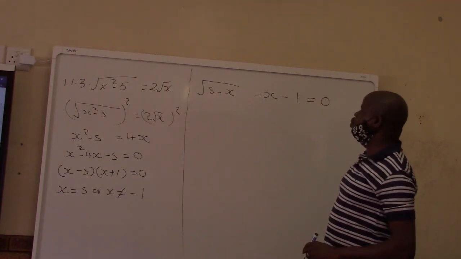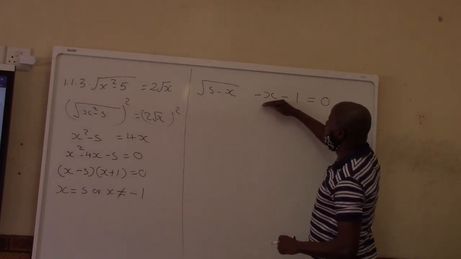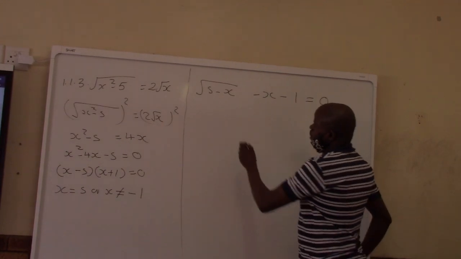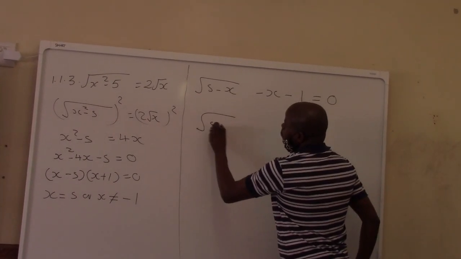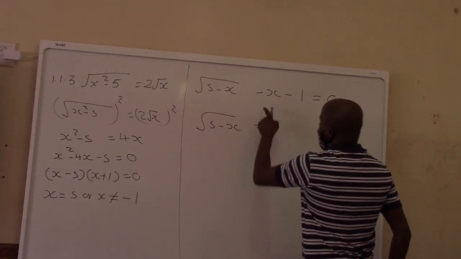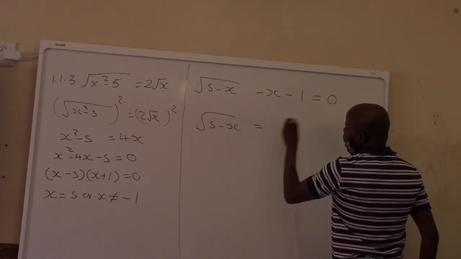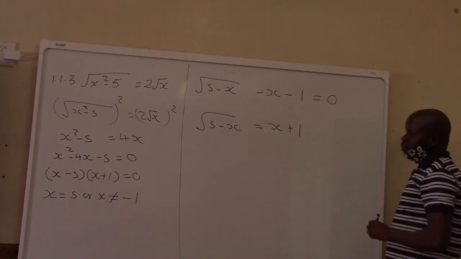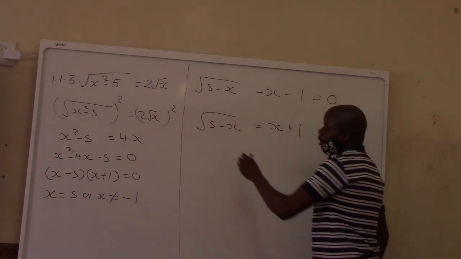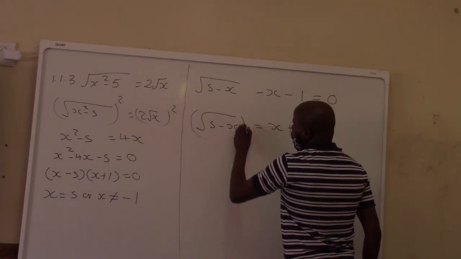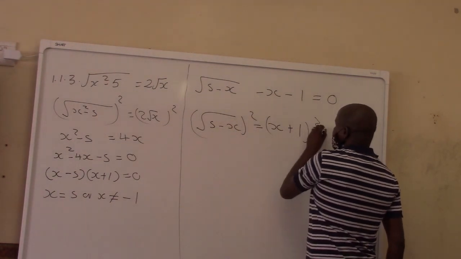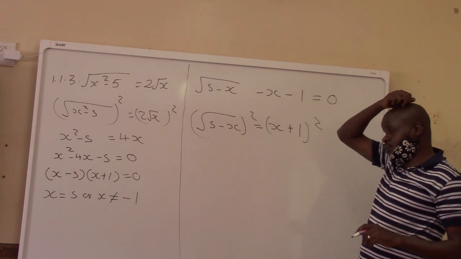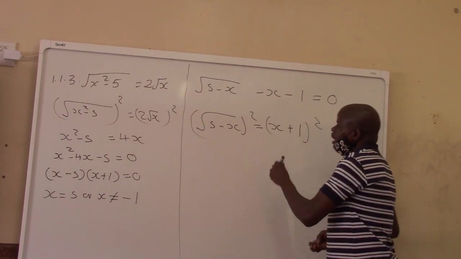So what we need to do is, first we transpose those that are not in the square root to one side. So we'll have the square root of 5 minus x is equal to, because the x is negative, when we transpose it, it becomes positive, and also the 1 becomes positive. Then we also square both sides. So when we square both sides, that's where the first mark comes for this question. And then now the other question will come.